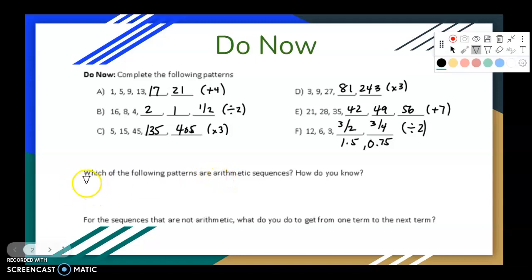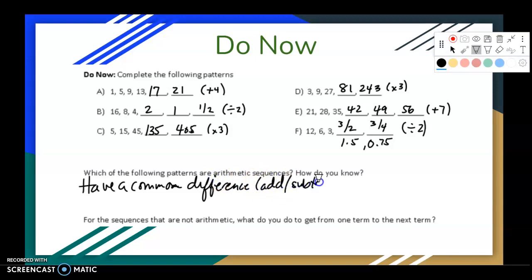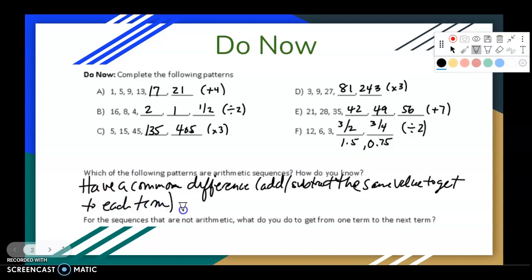So arithmetic sequences, we recall from the other day, they have a common difference. And a common difference means you add or subtract the same value to get to each term. Okay, so which ones are adding and subtracting to get from the next term? Letter A, you're adding 4, and letter E, you're adding 7. So those are both arithmetic.